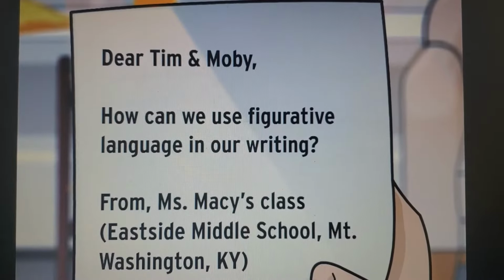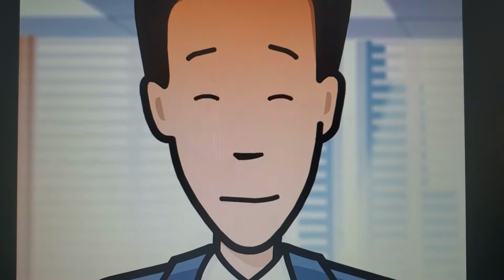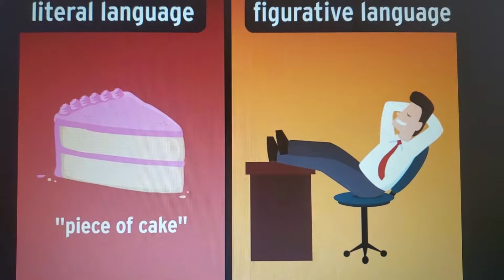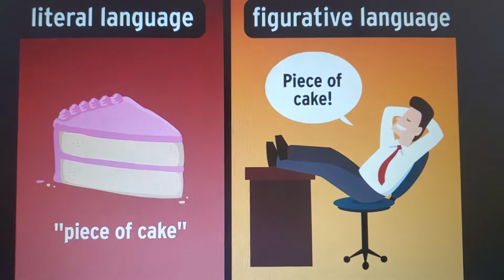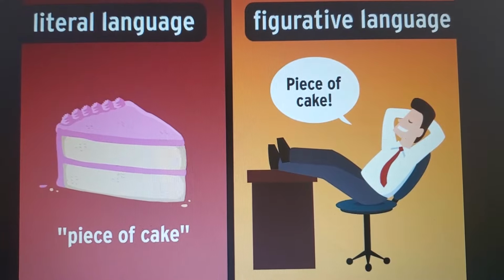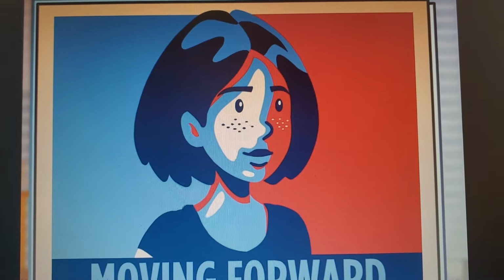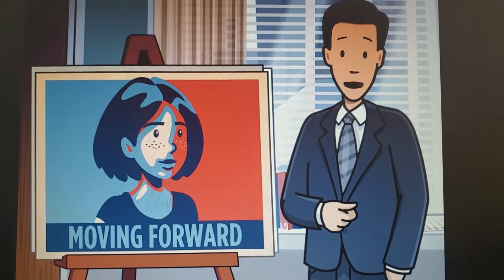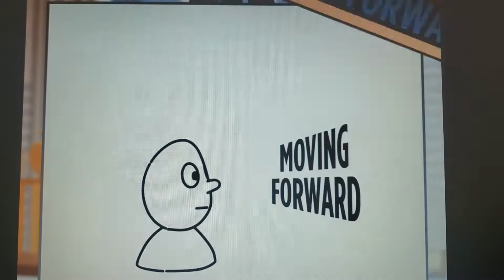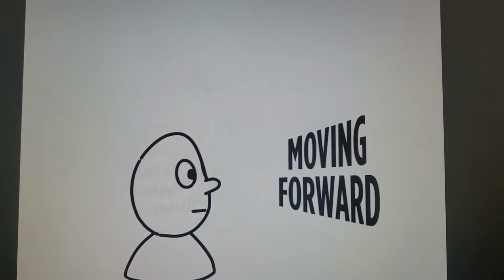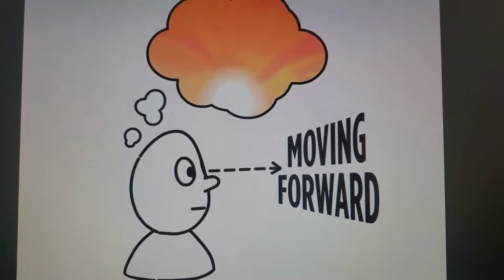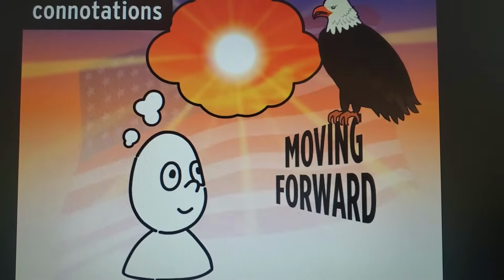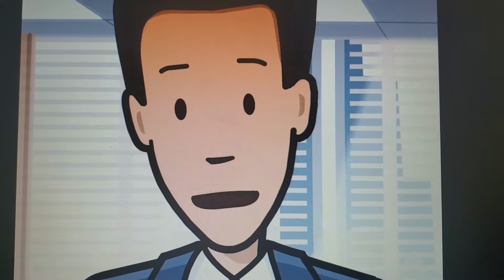From Ms. Macy's class. Well, that's a straightforward question. It's literal language. The words mean exactly what they say. That's different from figurative language or figures of speech. They say one thing and mean another for a particular effect. Like here, we're not talking about actual movement through space. It's about progress, making things better than they are now. But instead of saying it literally, we use an expression that suggests certain images, feelings, or ideas. These connotations are like a hidden layer of meaning that the audience brings to the language, which is much more powerful than just being told something.